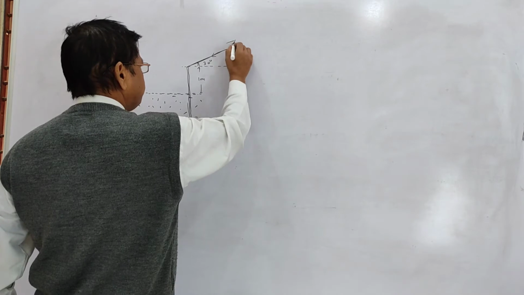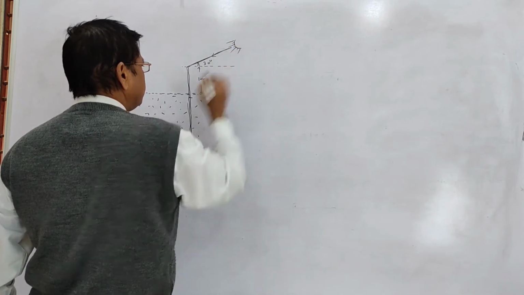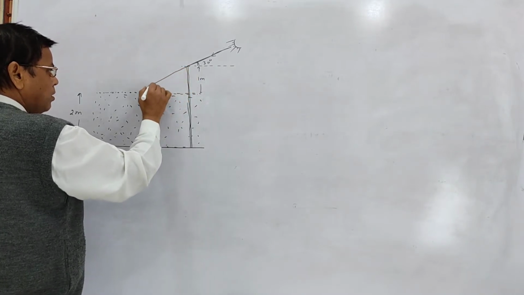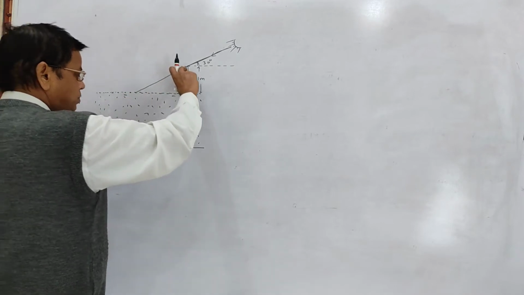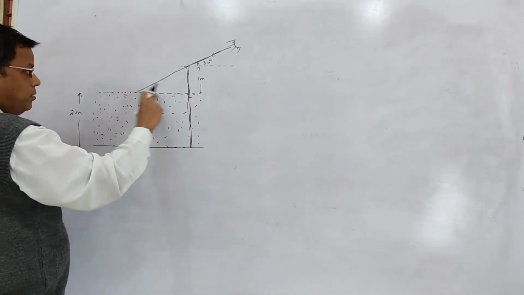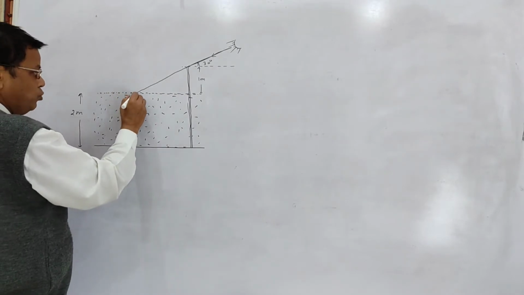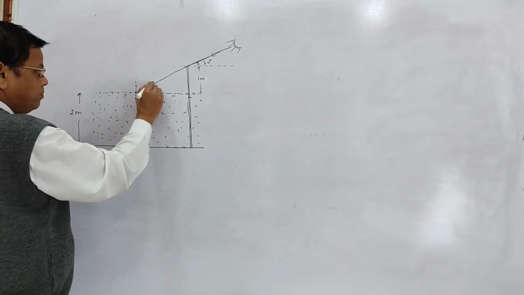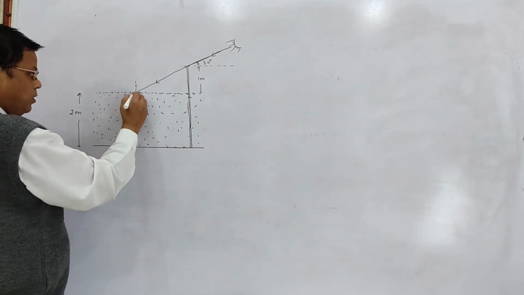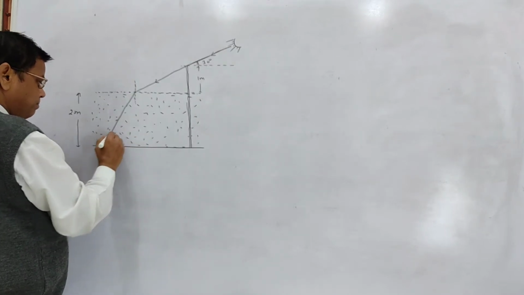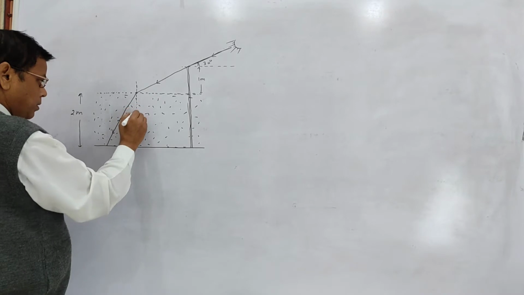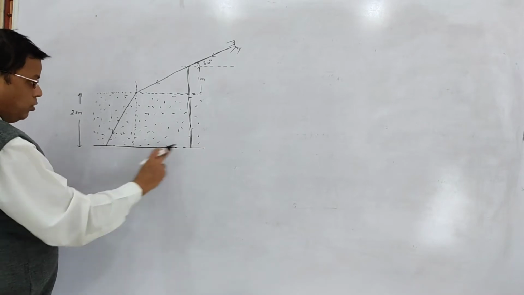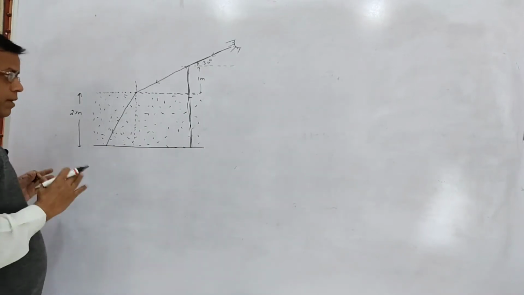This is the sun. The shadow of this part of the pole is cast on the upper surface of the lake up to here, and then this ray goes into water, so it will bend towards the normal. So this is the length of the shadow of this pole at the bottom of the lake. We have to find this.